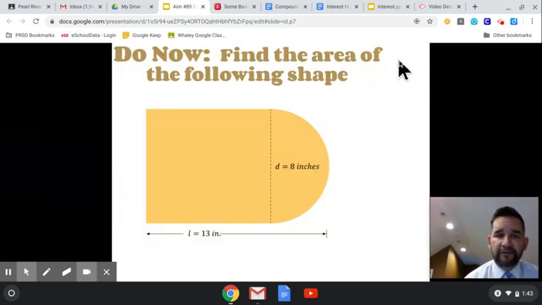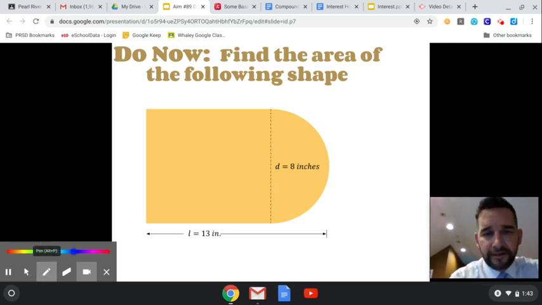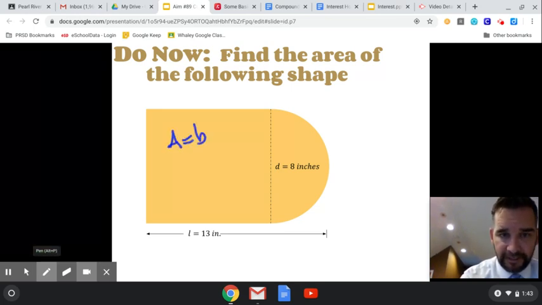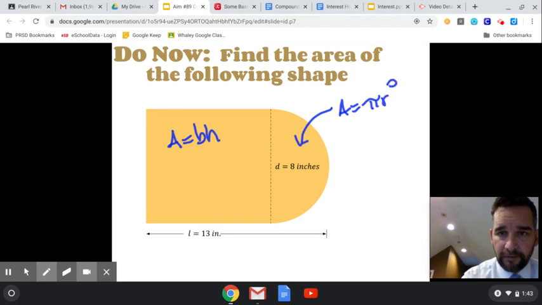This says find the area of the following shape. And this is that idea that you can't find the area of a shape like this because we don't know what this shape is. But I do know that it's broken up into two different shapes, a rectangle, whose area is base times height, and a half of a circle, whose area is pi r squared. And we're going to divide that by 2 because it's half of a circle.